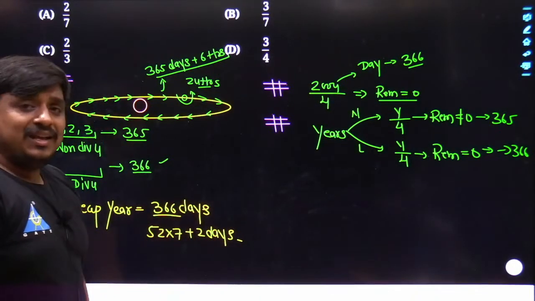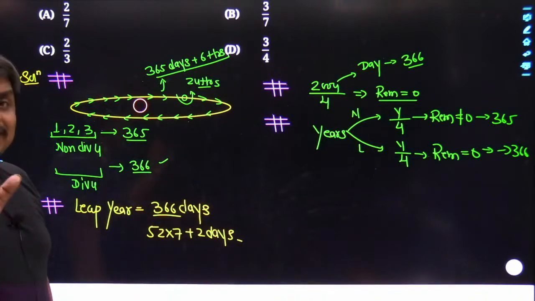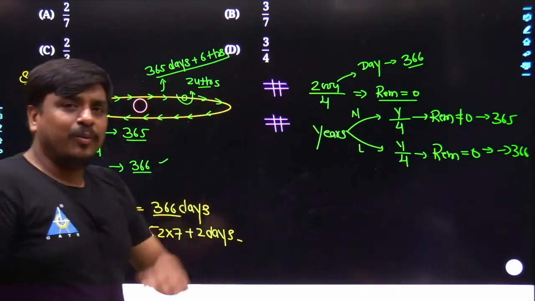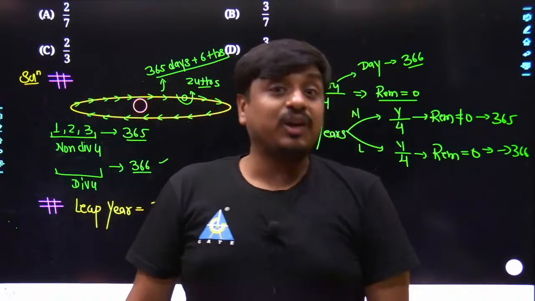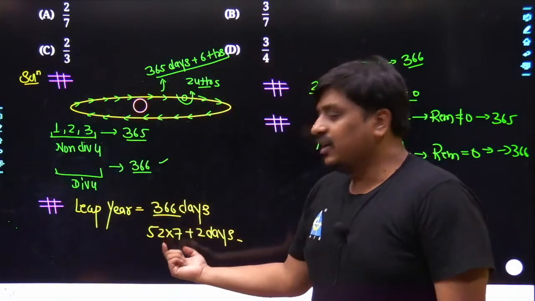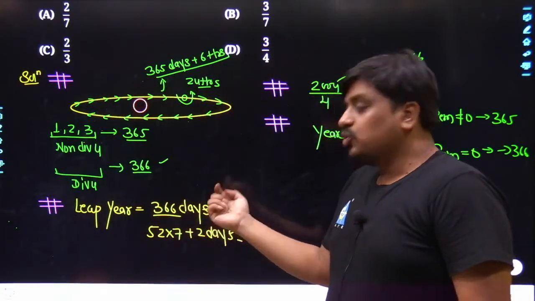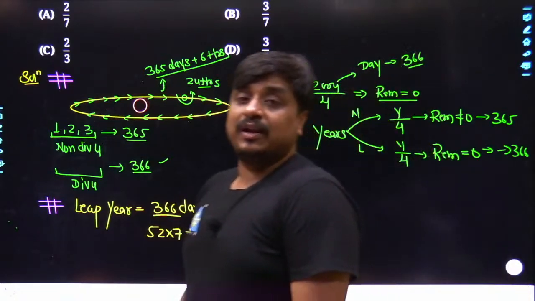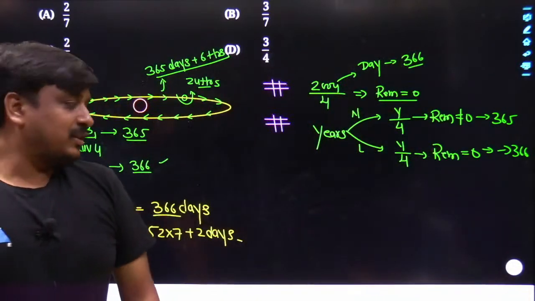Because each week contains a total of 7 days. So how many times would the complete week get repeated? Obviously it would get repeated 52 times, and still 2 days have been left out.